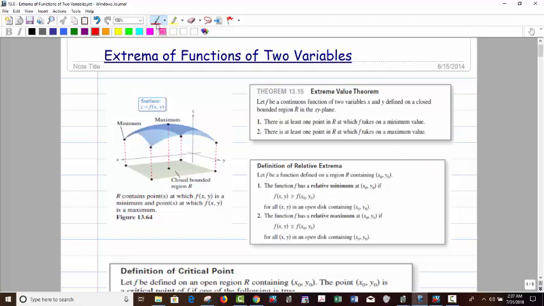And we'll just look at this first theorem to get us started. This is the extreme value theorem. If f is a continuous function of variables x and y defined in a closed bounded region R in the xy plane, then there's at least one point in R where f takes on a minimum value, and there's at least one point in R where f takes on a maximum value. That's very similar to Cal 1. If you had a function that was continuous between 2 points, you're guaranteed to have both a maximum and a minimum.